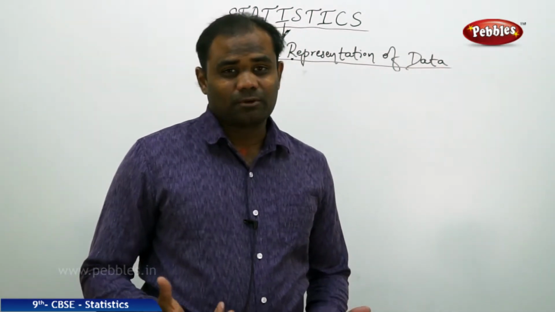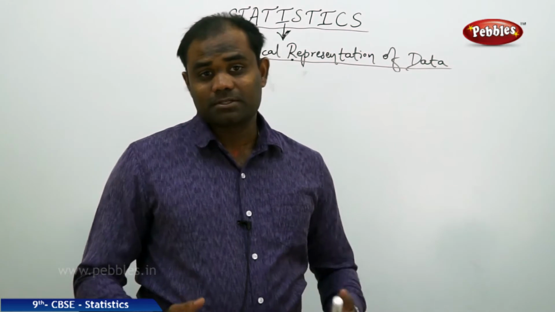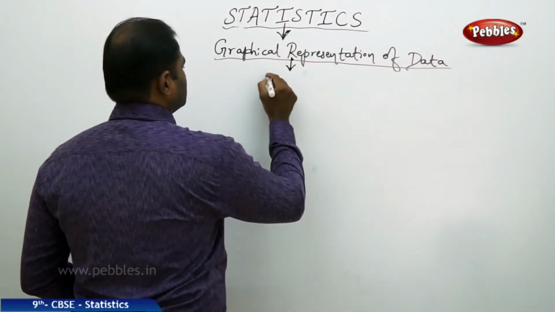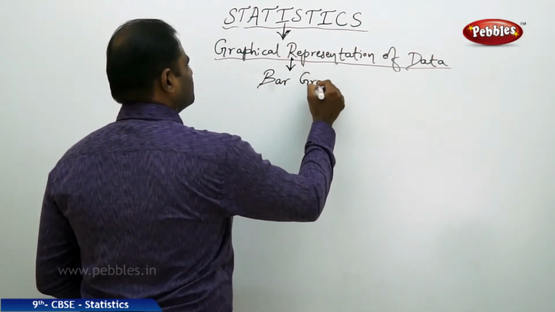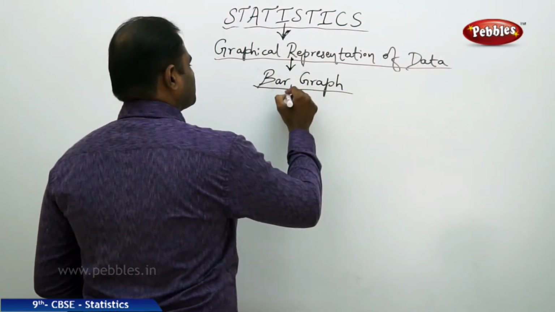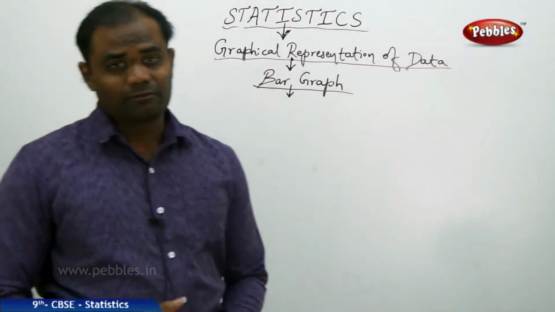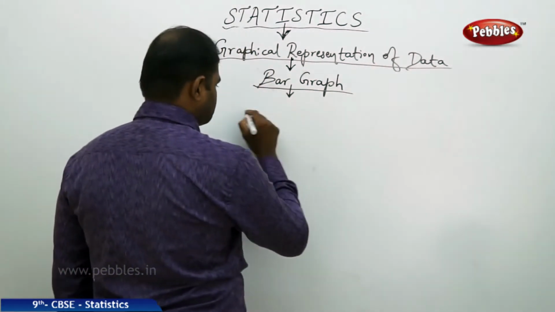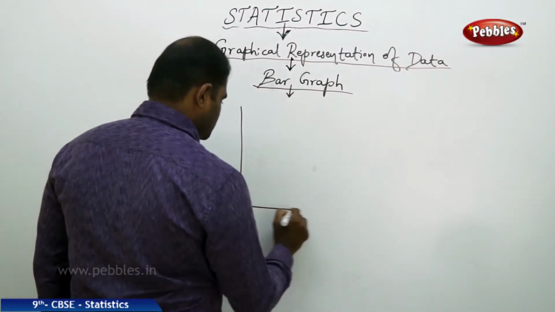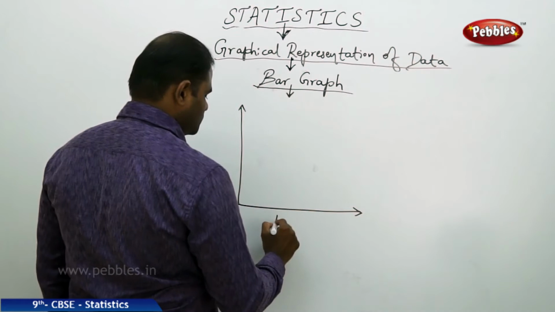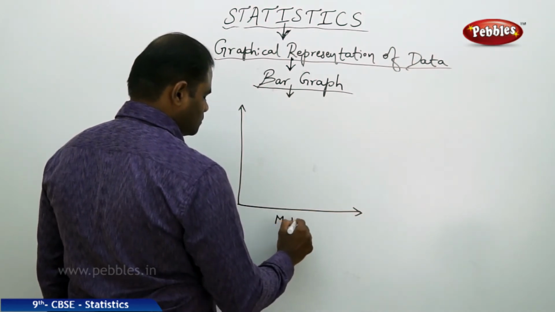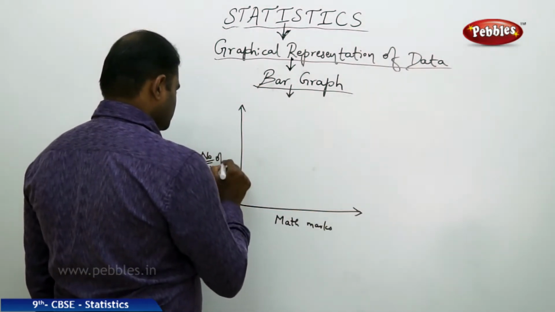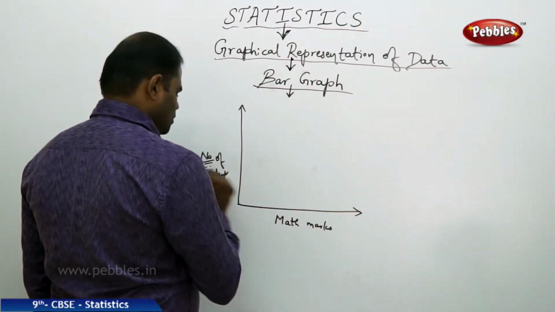Now let's see the first type of graphical representation of the data, that is the bar graph. So let's see how a bar graph is understood in statistical terms. For example, I take the graph of math marks and number of students.